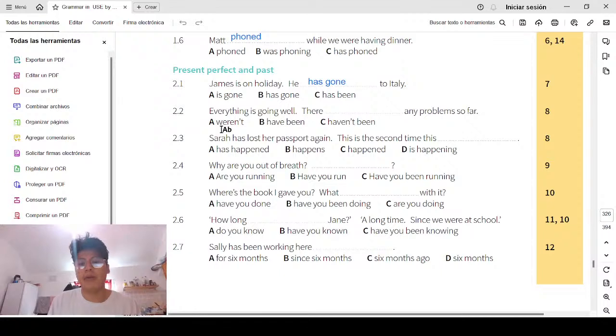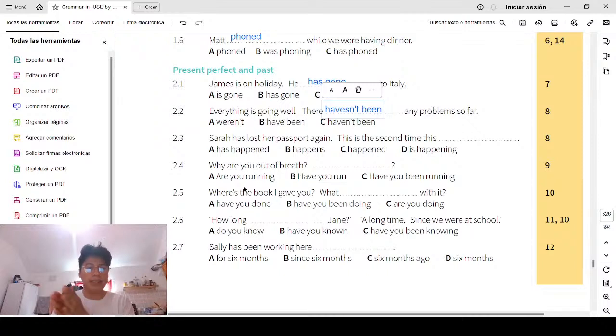2.2. Everything is going well. There weren't any problems so far, or there had been any problems so far, or there haven't been any problems so far. In this sentence, the answer is "haven't been." Yeah, it's the same scenario. Check it out.